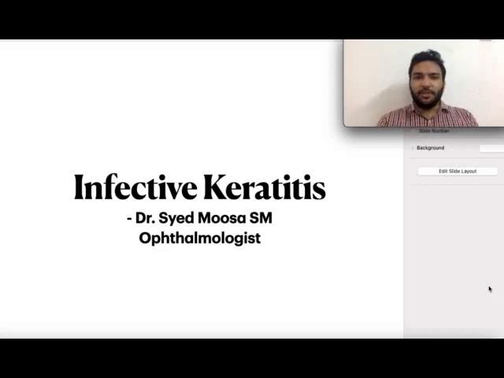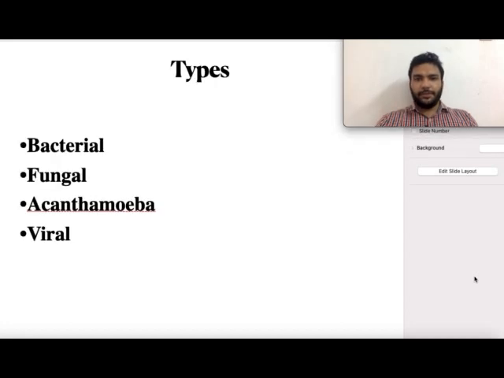I'm Dr. Syed Musa. So today we are going to cover infective keratitis. It's an important topic. There are four types: bacterial, fungal, acanthamoebic, and viral.